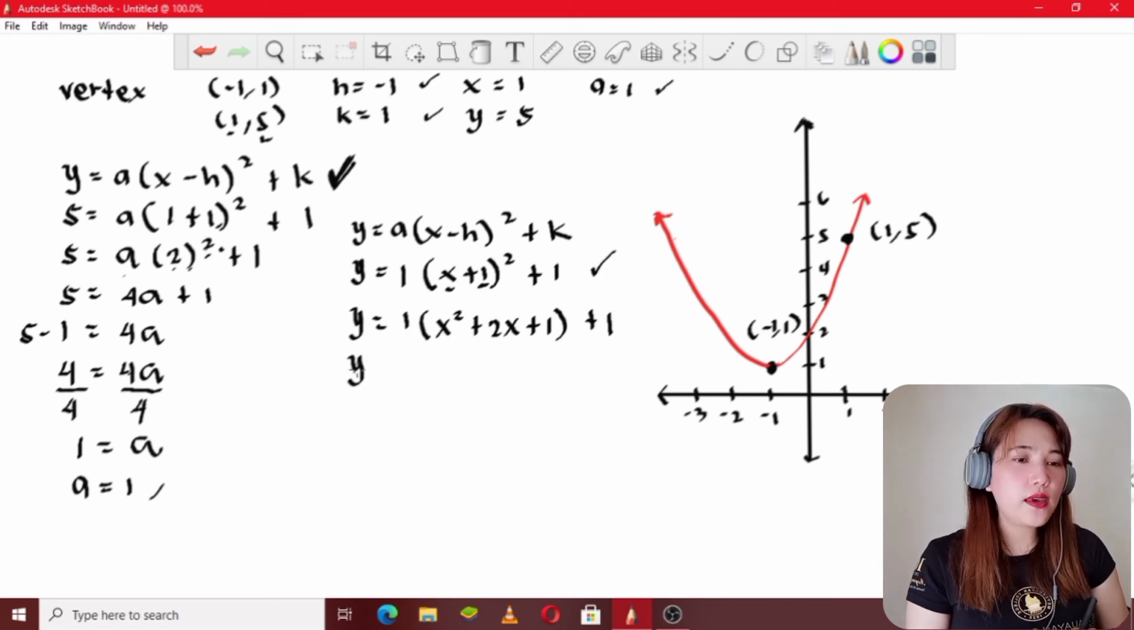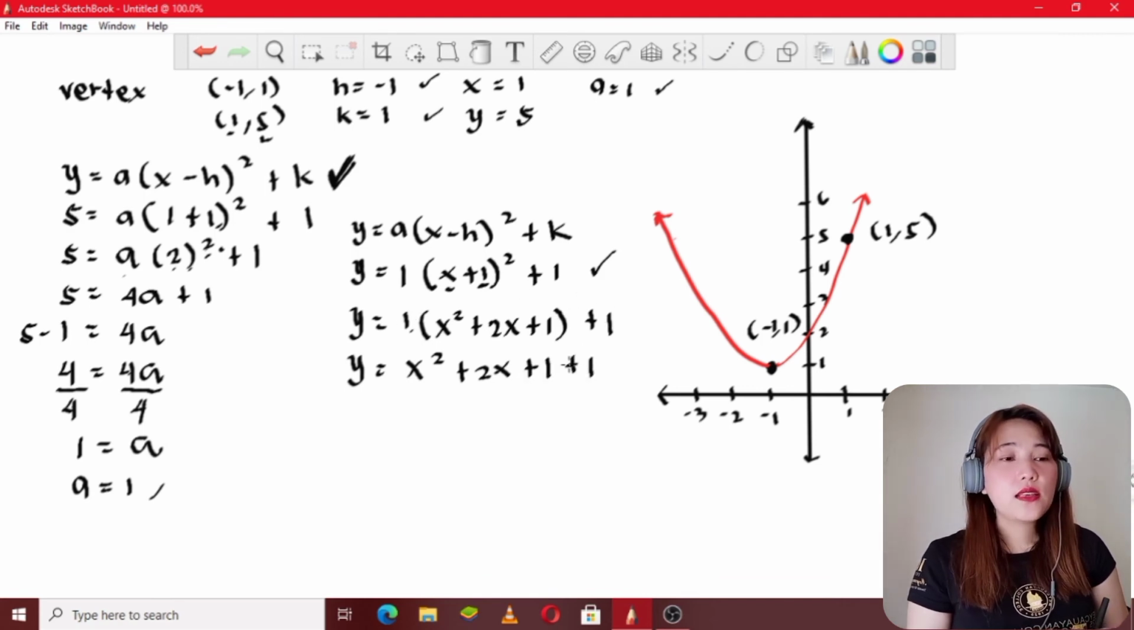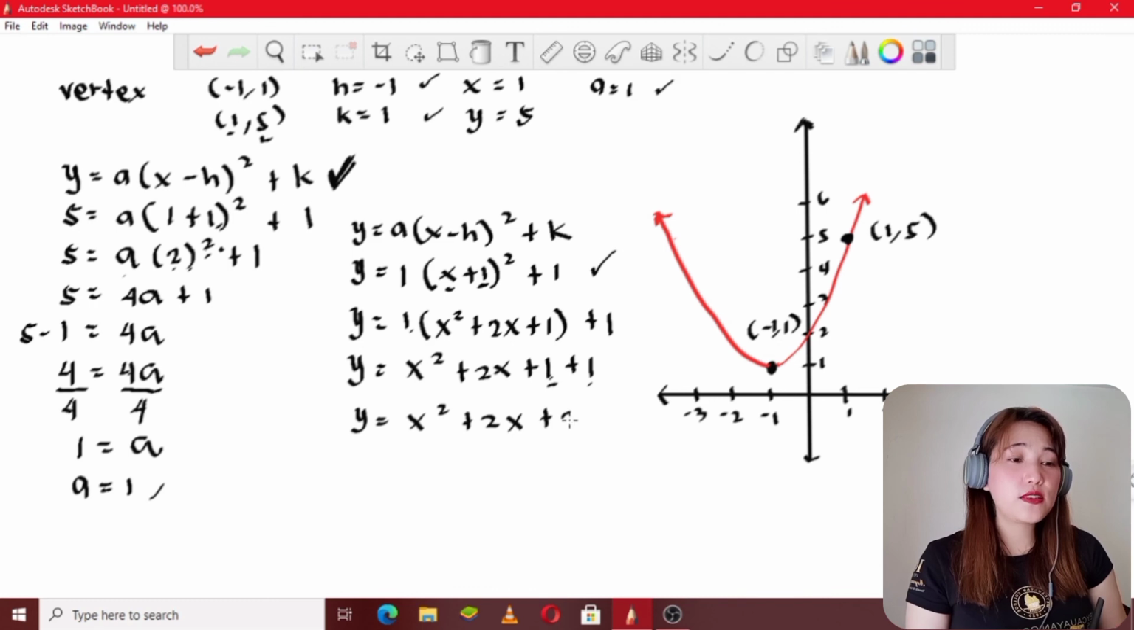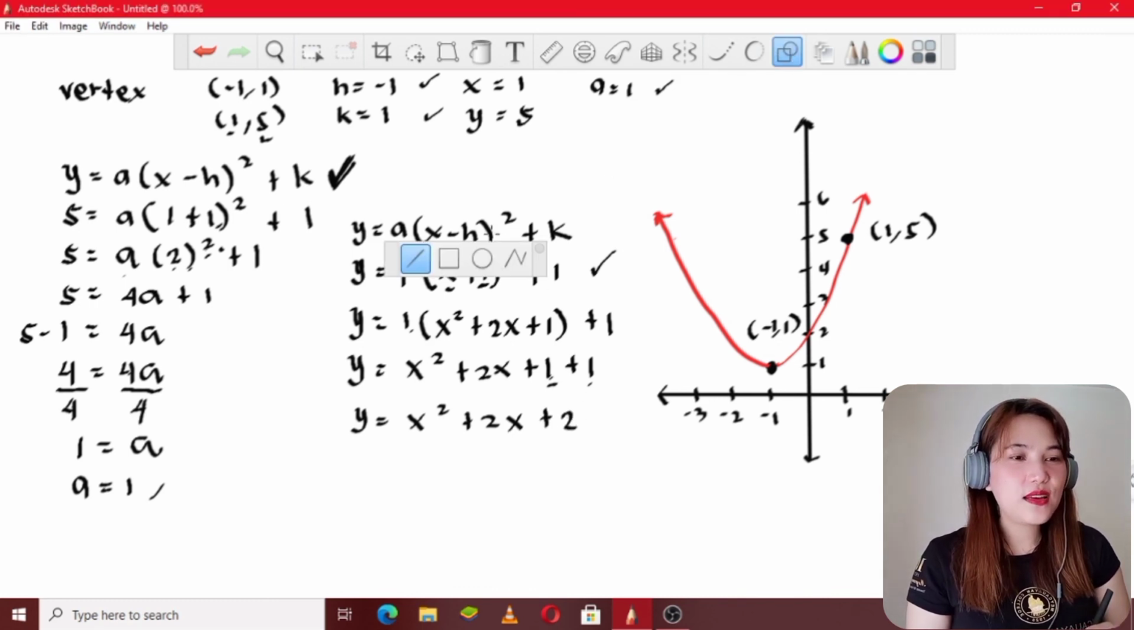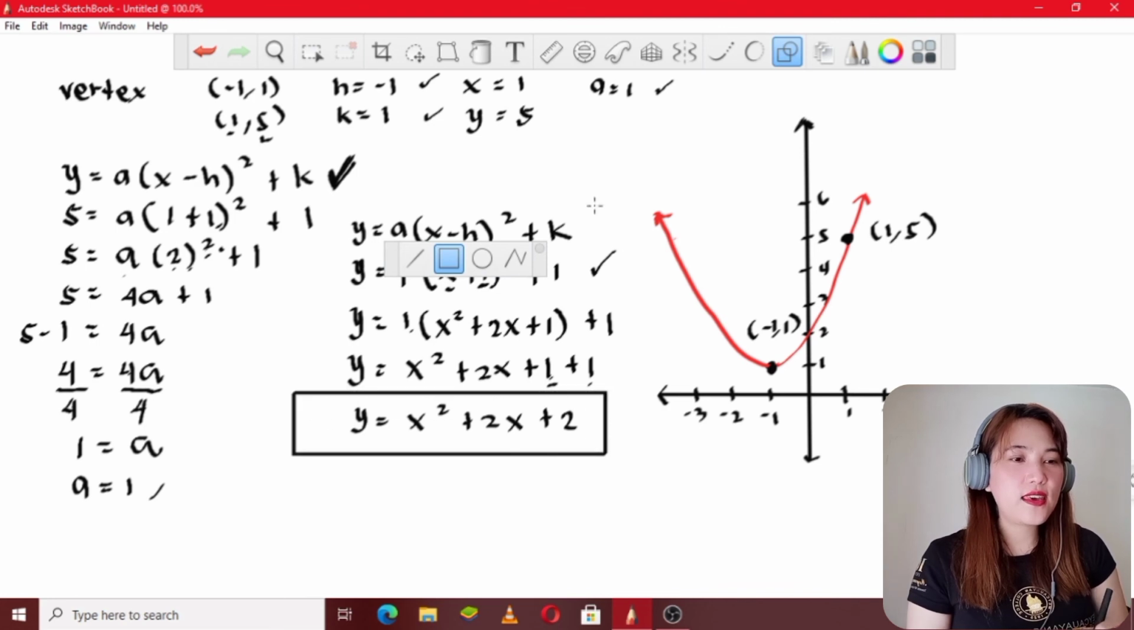So we have here now y equals, distribute 1 dito sa trinomial na nasa loob ng parenthesis. So hindi magbabago, diba? Yung values nila. So, or 1 times x squared, that is x squared. 1 times 2x, that is still 2x, and 1 times 1 is still 1. And then we will copy plus 1. So now we can combine 1 and 1, or the constant. So this will now be equal to y equals x squared plus 2x plus 1 plus 1, which is 2. So this is now the quadratic function na hinahanap natin, whose graph is this.